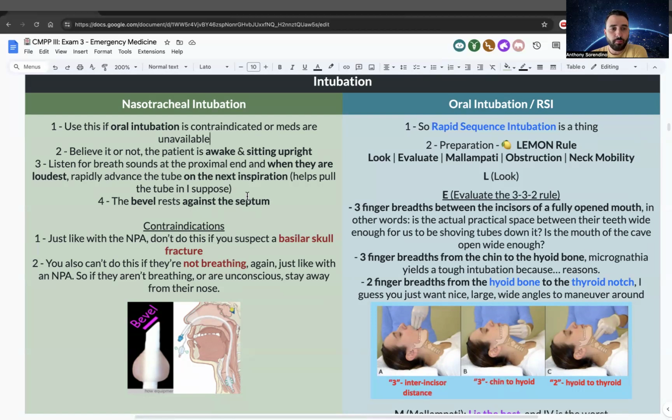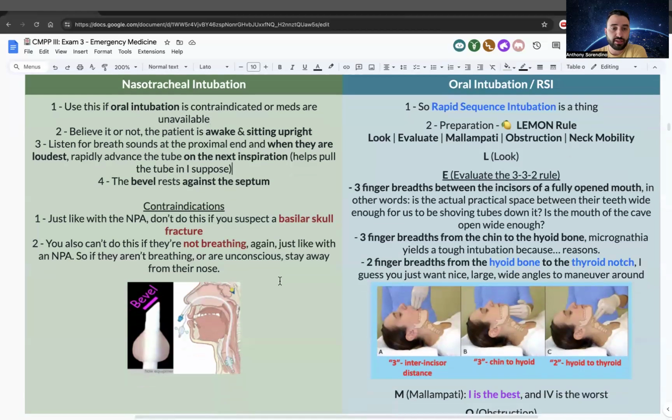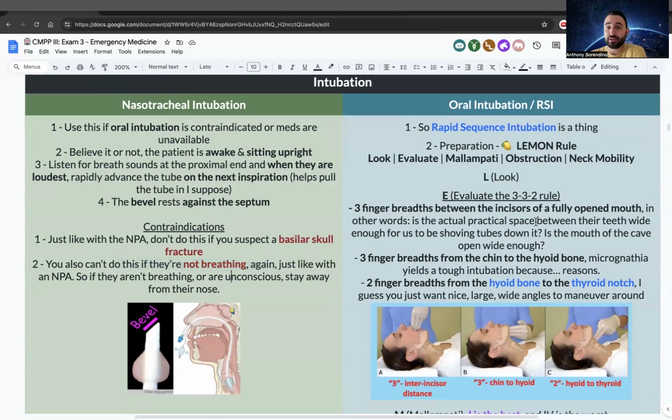But as you put it in proximal end, when you hear the breaths the loudest, you advance on the next inspiration. I think about that as it's helping the tube go in on inspiration. Bevel rests against the septum. Again, anything with touching the nose and there's basilar skull fracture, just don't do that. You also can't do this if they're not breathing, just like with an NPA, right? They have to be conscious, which means they're breathing, right? So oral intubation, that's where it's at.